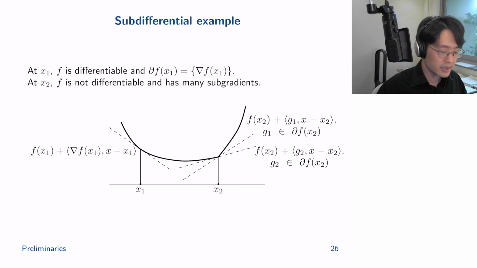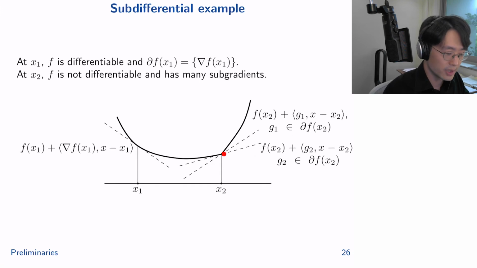This is a fact of convex analysis: if you have a differentiable function and you form the first-order Taylor expansion, the first-order Taylor expansion is a global lower bound of the convex function. And as you can see, this dotted line is a lower bound of our convex function.